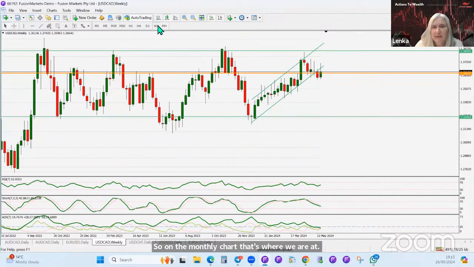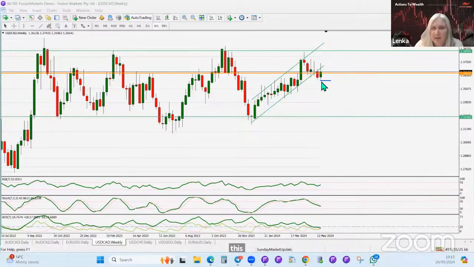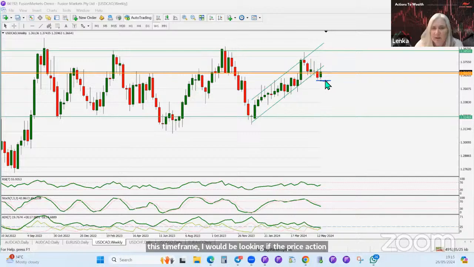On the weekly, if we look at that price action going up, it did revert there and now closed. We had two closes underneath with a high test bar. So on this time frame, if the price action breaks underneath the red bar, then I would be looking at short opportunities back to this level here.